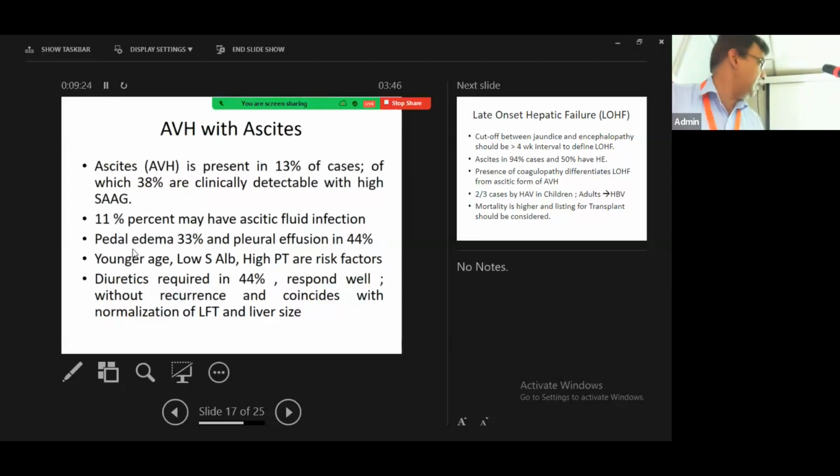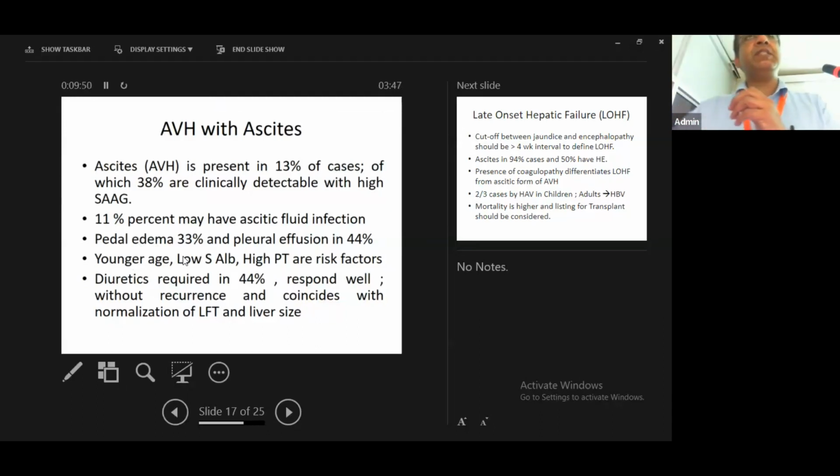Risk factors are younger age, lower serum albumin, and high prothrombin time. If the child has all these findings, he may develop ascites. Diuretics are required in around half of the cases, and they respond well. The resolution of ascites coincides with the resolution of the liver disease. As soon as the liver normalizes, the ascites also goes down and tends not to recur.